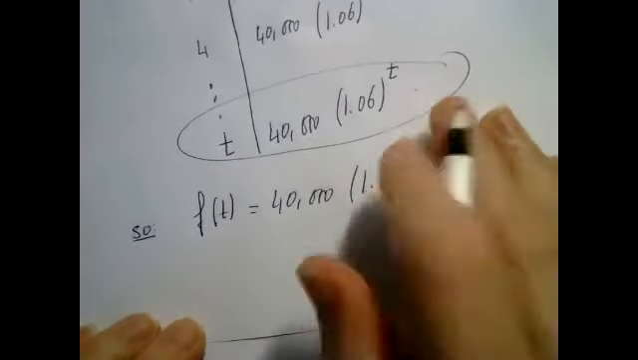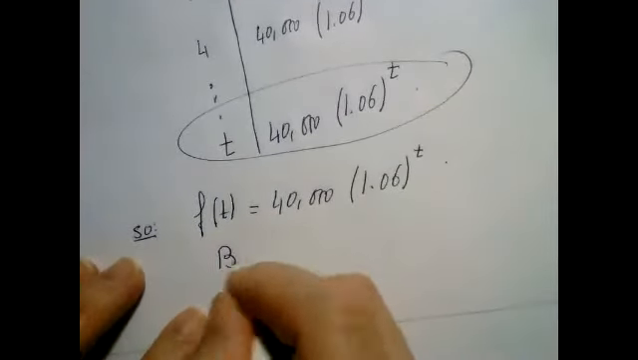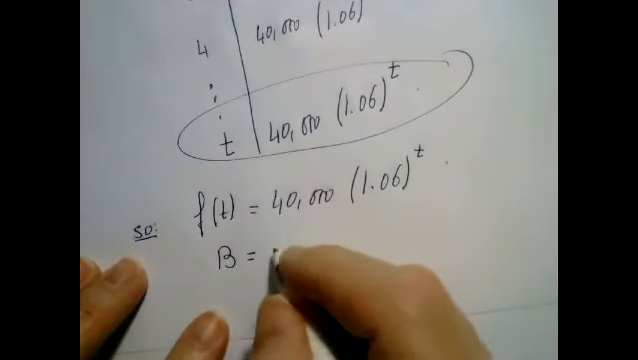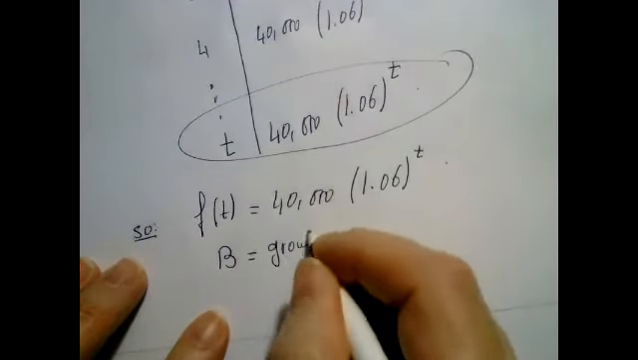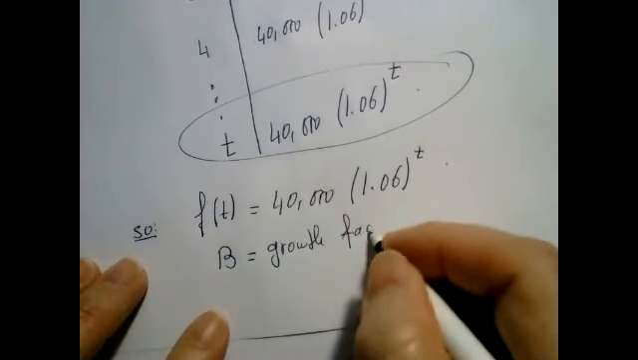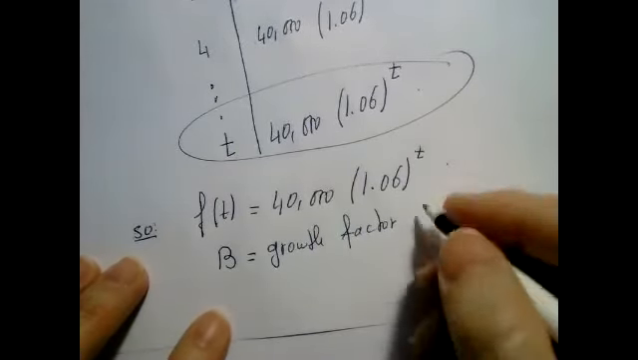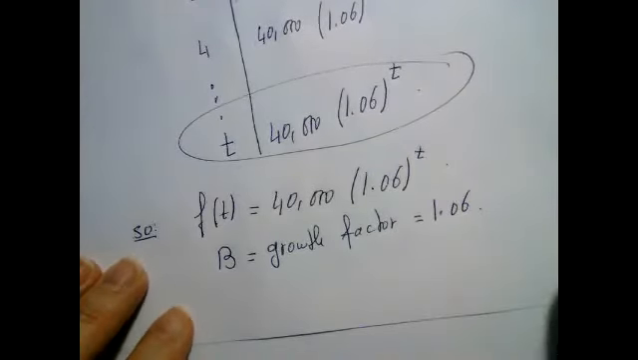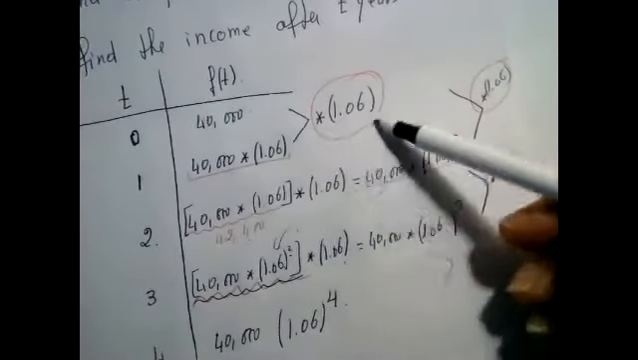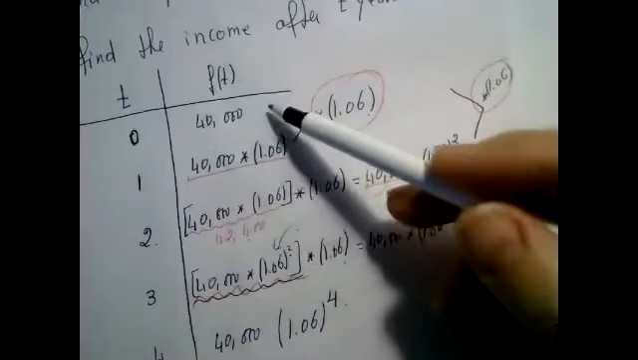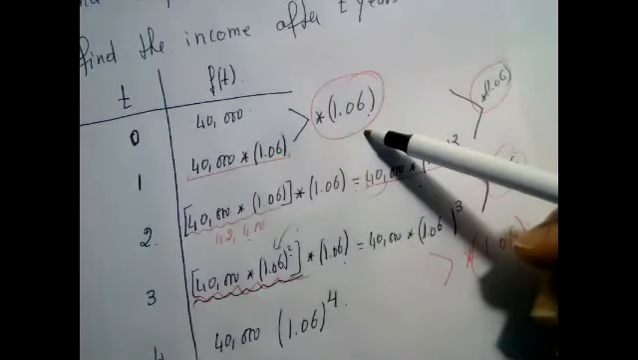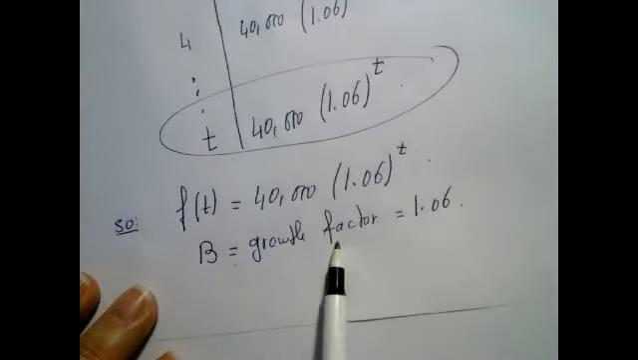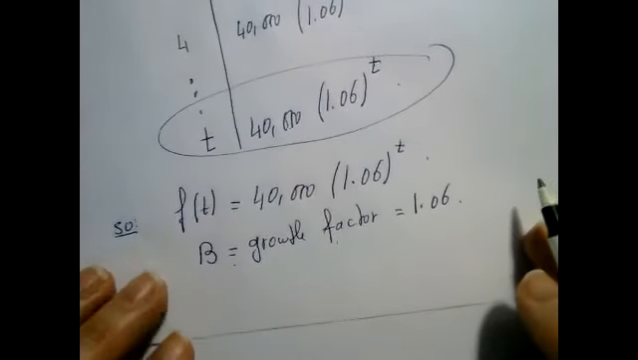Now, a little bit of the terminology. B in this case, that at the beginning we called the growth factor, is the 1.06 in this scenario. The reason it's called the growth factor is because every time we're multiplying by 1.06 from 1 year to the other, we multiply by 1.06 to get the new income. So the B is the growth factor, 1.06.